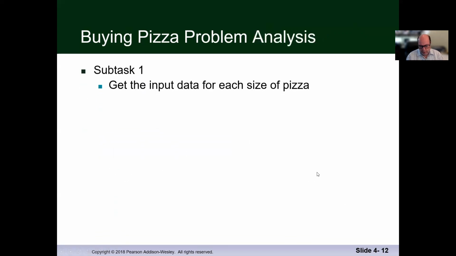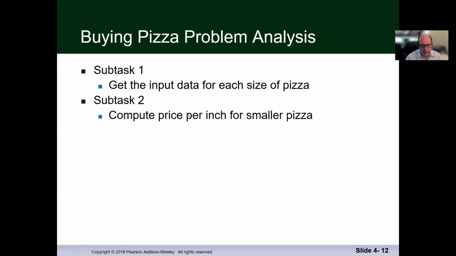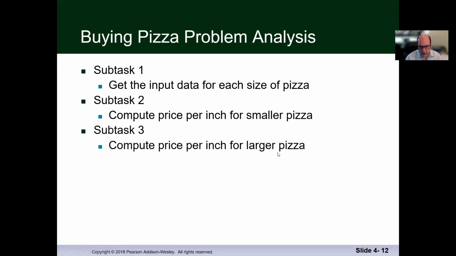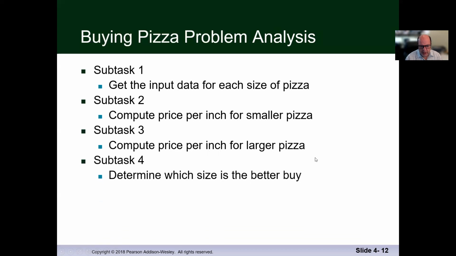Okay, so we're going to take the whole thing and break it down into subtasks. I did that in the design document template, so you're going to be looking at that. The first one is the input. What is the input to this program? The second is computing the price per inch for the smaller pizza, then computing the price per inch for the larger pizza, and determining which size is better, and outputting the result.